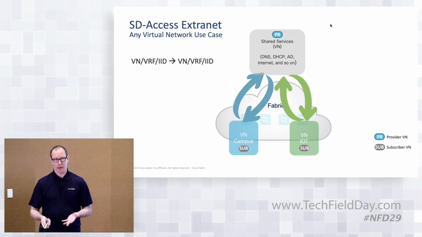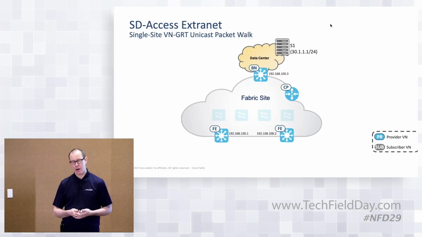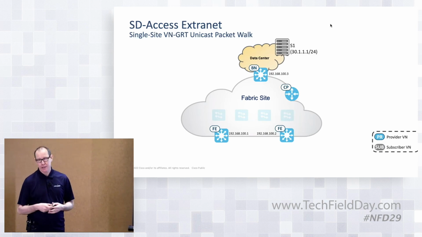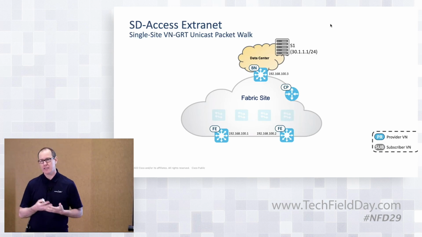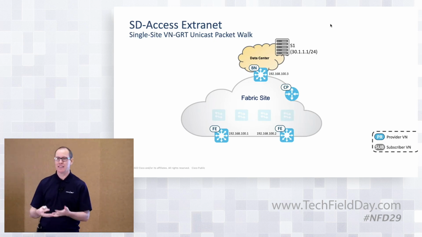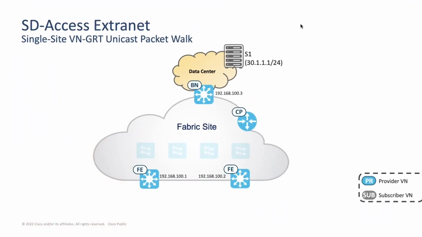So how does this work? Let's take a look at a packet walk. So let's say I have two fabric edge nodes here, and the IP addresses that you see associated with those currently are their loopback addresses, because in SD-Access, all of my routing and packet forwarding within the fabric is done from one loopback to the next. You'll see a loopback up on the border node. And then maybe I want to access this shared services device, this server 30.1.1.1 out in my data center.